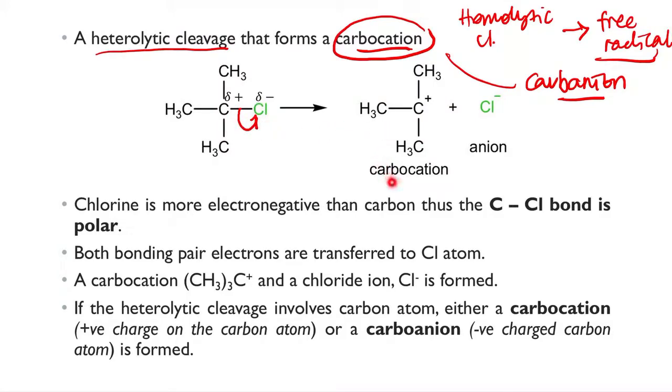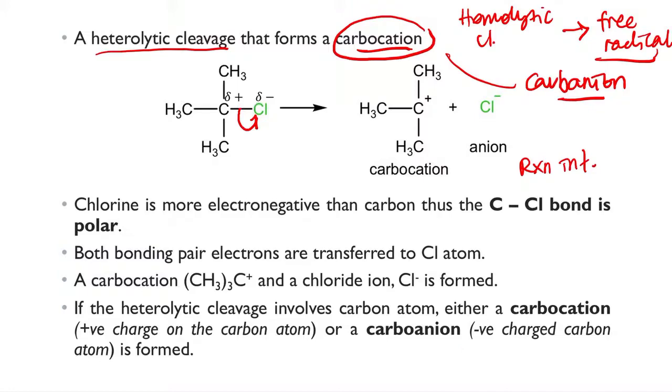Okay. Now awak dah form carbocation. Okay. So sekarang dekat carbon awak ada positive charge. Alright. And then your chlorine, your anion has a negative charge. Okay. So carbocation is your reaction intermediate. Tahu? Okay. So both bonding pair electrons are transferred to chlorine atom. Okay. And a carbocation and anion is formed. Okay.